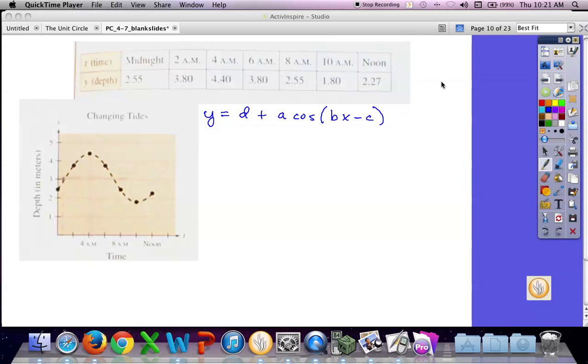Yeah, use the military time, right? 0 to 24 hours. So this is 0, 2, 4, 6, 8, 10, 12, and then the next would have been 14. So if you wanted to model it in your calculator, you could.